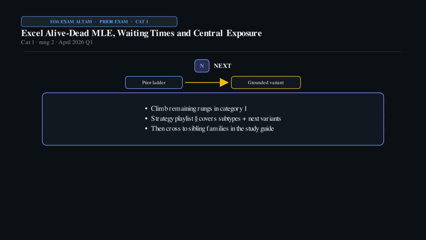After this sitting, climb higher rungs in Category 1 before switching families. Watch the matching strategy video for subtypes and grounded next variants.